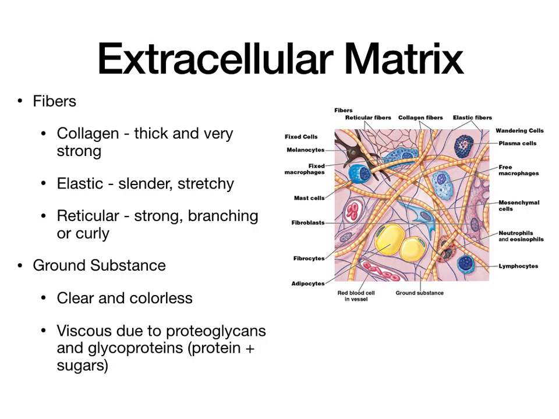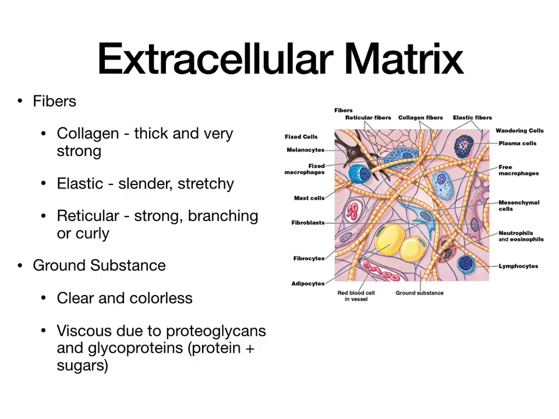Then we have wandering cells. These are more throughout our tissue. They function in defense and repair. We have our plasma cells. They are immune cells that produce antibodies. We have our free macrophages, which engulf debris and pathogens as well.